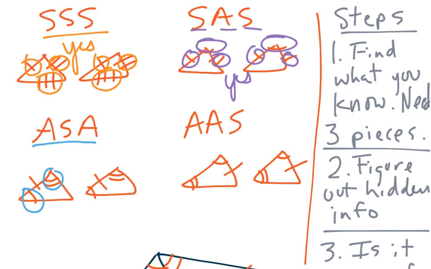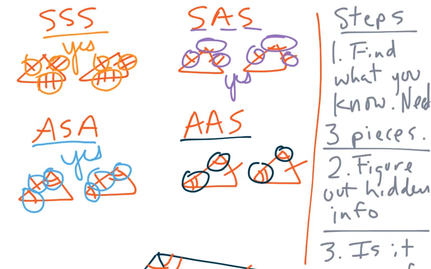So same idea, but this time with 2 angles and the side in between of 2 corresponding triangles. If those are congruent, then the whole things are congruent. And also angle, angle, side. So if 2 angles and a side that's not in between are congruent, then yes, they're congruent. Okay? And remember the steps.